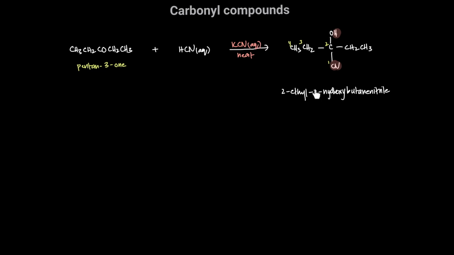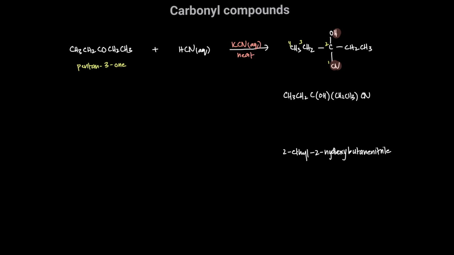Now again, the prefixes have to be written in alphabetical order. So keep in mind that the CN over here is a C triple bond N. If you wanted to write down the structural formula for this, we can say CH3, CH2, C, and then this carbon is bonded to an OH, a CH2, CH3, and a CN. So this is the structural formula.